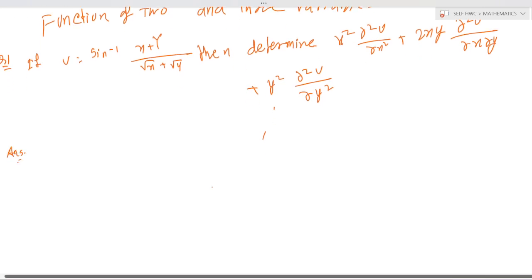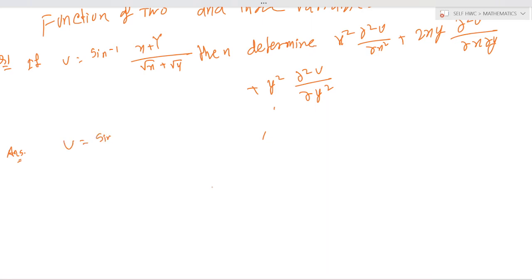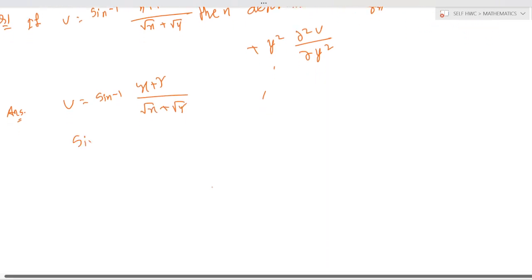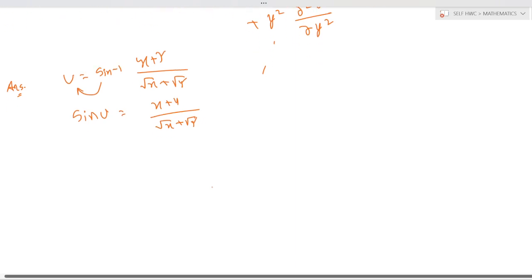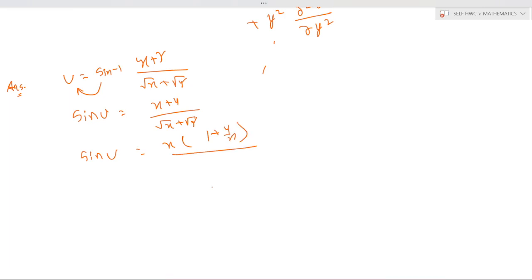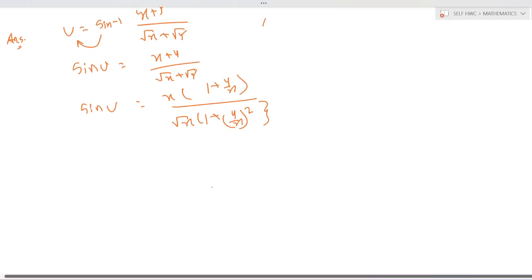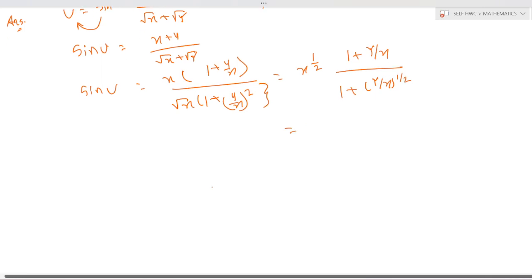Okay, answer. First, u is equal to the given sine inverse of x plus y by root over x plus root over y. Next, sine u is equal to x plus y by root over x plus root over y. And sine u is equal to x into 1 plus y by x, divided by root x into 1 plus y by x to the power half, which is x to the power 1 by 2 into 1 plus y by x, so x to the power 1 by 2 into f of y by x.